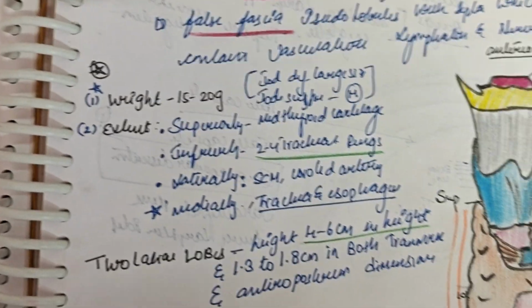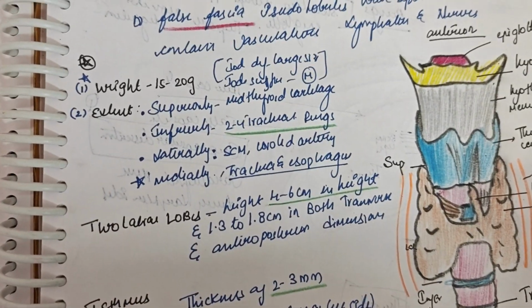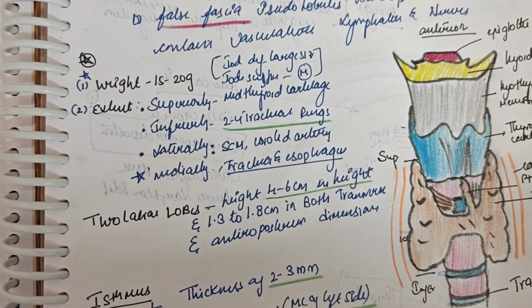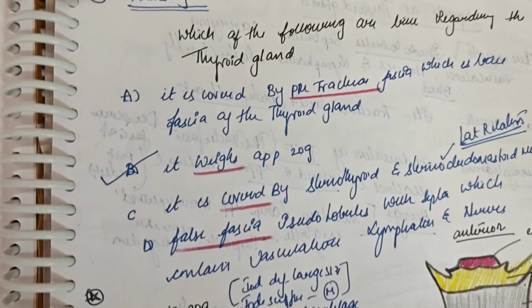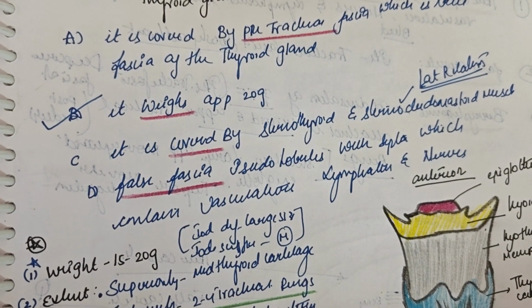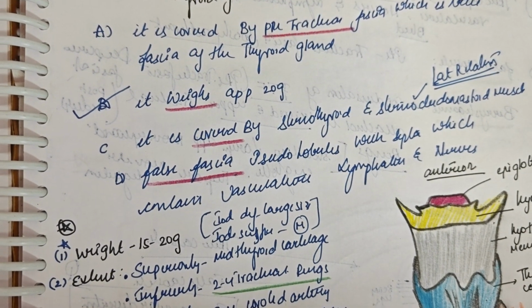So the first thing we need to understand: if you weigh the thyroid gland, it weighs around 15 to 20 grams. So the second option, that the approximate weight of the thyroid gland is 20 grams, is the right option.